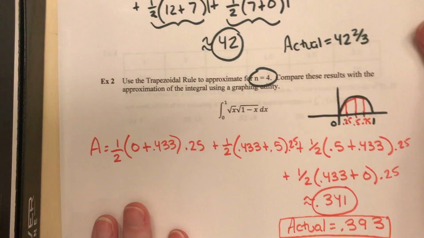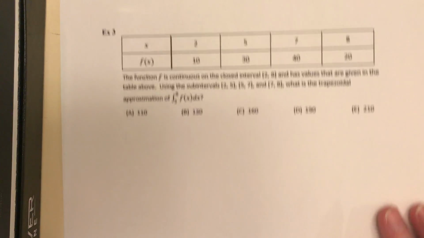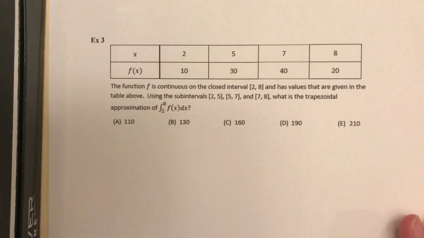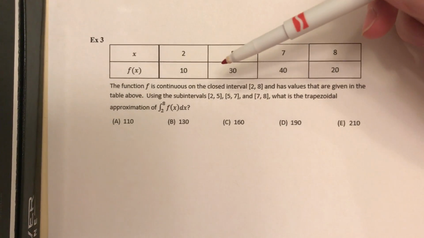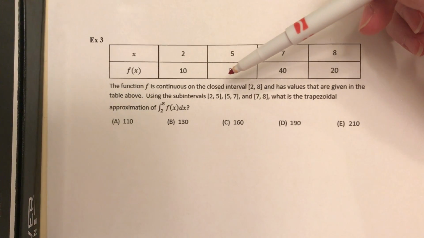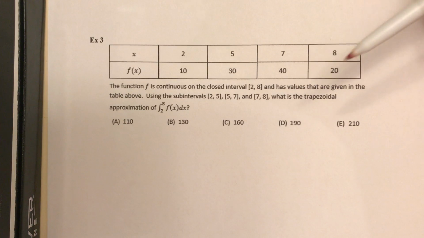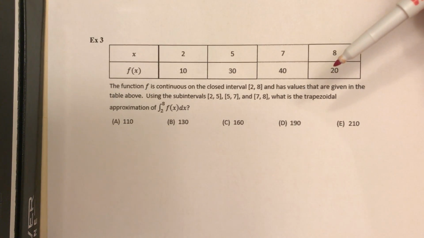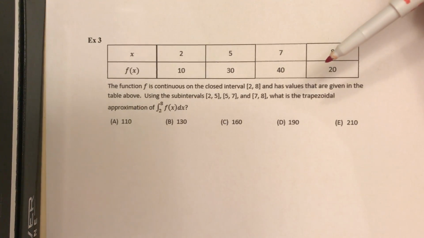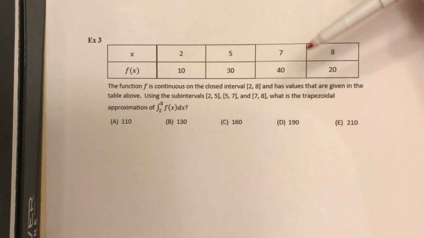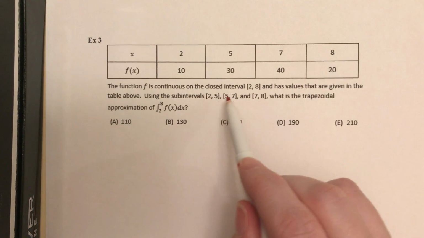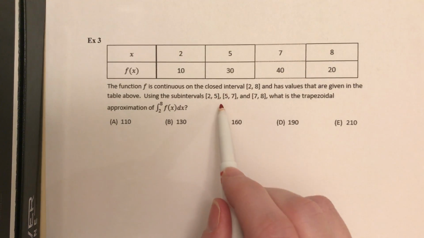Okay, so let's go to question number 3 on the back. Here we have a chart of x and y values. It says the function is continuous in the closed interval from 2 to 8 and has values that are given in the table above. Using the subintervals 2 to 5, 5 to 7, and 7 to 8, what is the trapezoidal approximation of the integral from 2 to 8 of f of x dx? So they tell us the three. We're going to split this up into 3 sections.